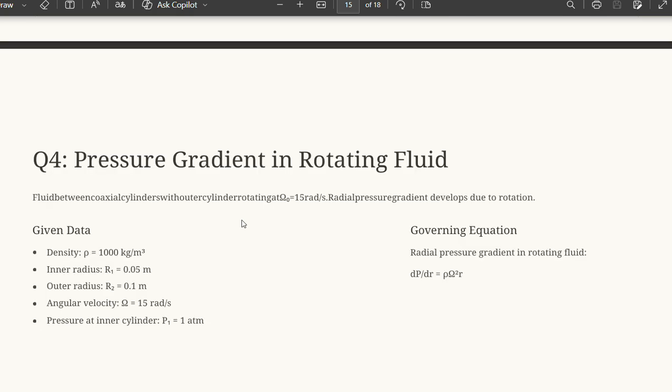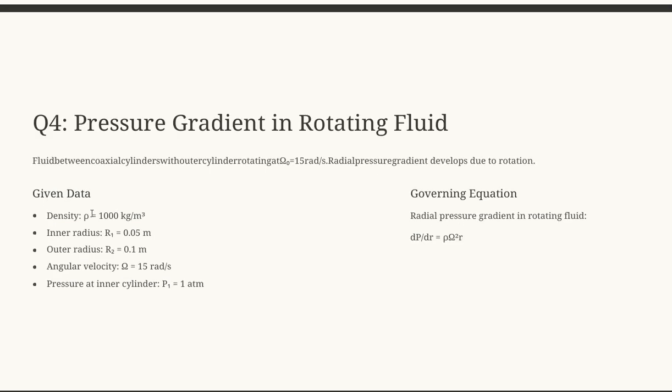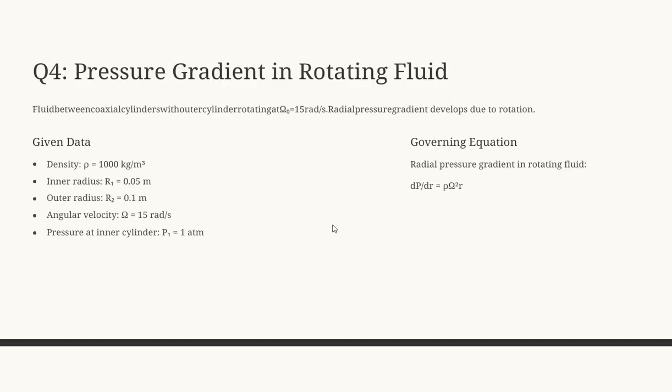Now we move to the fourth question. Here, fluid between two coaxial cylinders with the outer cylinder rotating at 15 radian per second. A radial pressure gradient develops due to rotation. Here, the given data are density is 1000 kg per meter cube. Inner radius is 0.05 meter. Outer radius is 0.1 meter. Angular velocity is 15 radian per second. Pressure at inner cylinder is P1 equals 1 atm.